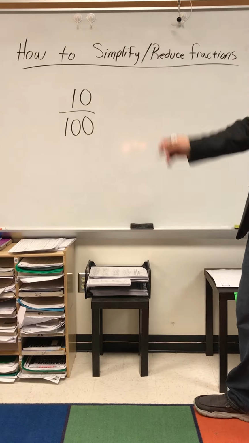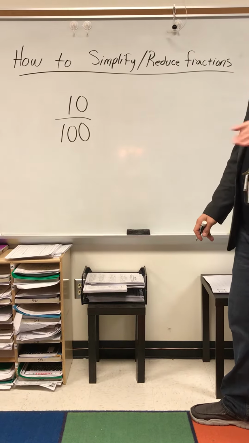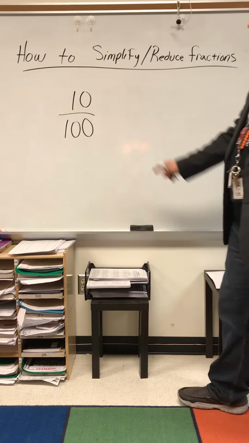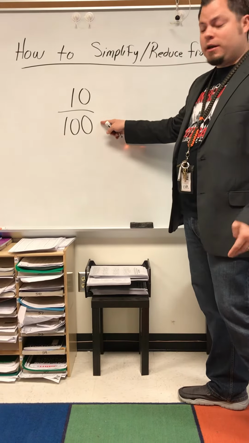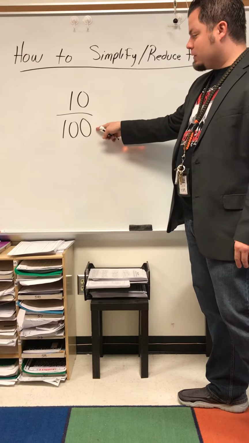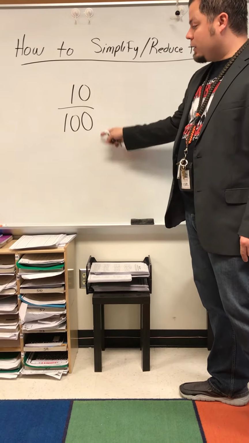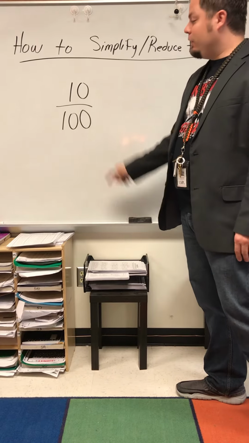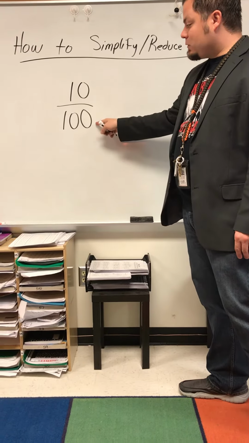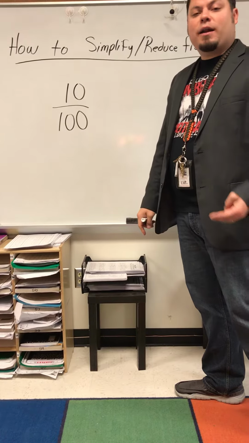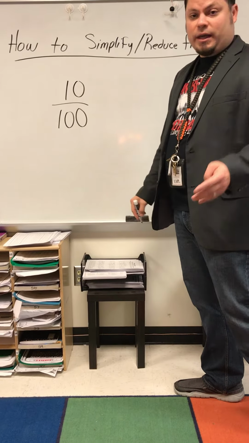So what you want to do is you want to find a number that multiplies to make the top and the bottom. For instance, I could use a 2 here. 2 makes 10. 2 makes 100. I could use a 5. 5 makes 10. 5 makes 100. But I could also use a 10. 10 makes 10. 10 makes 100. The biggest number that you can find is always going to be the best one. So I'm going to use 10 for this one.